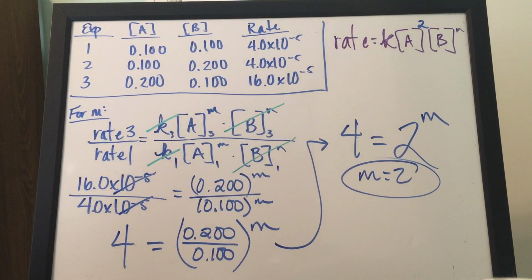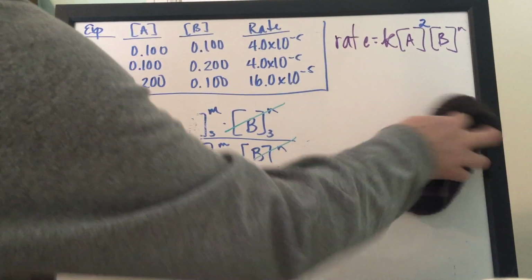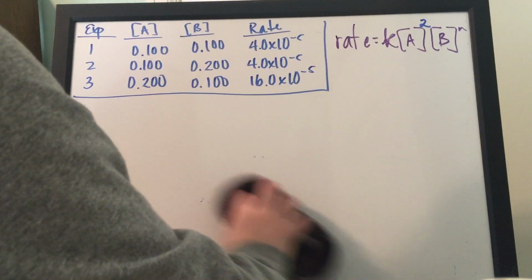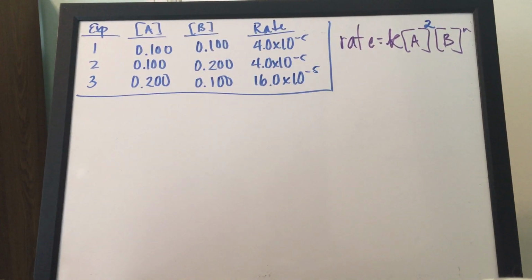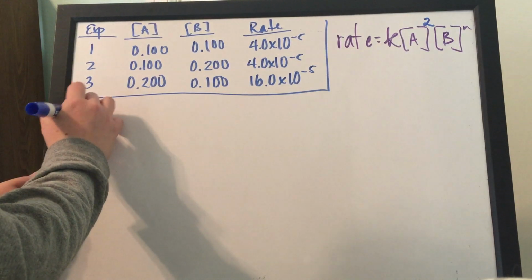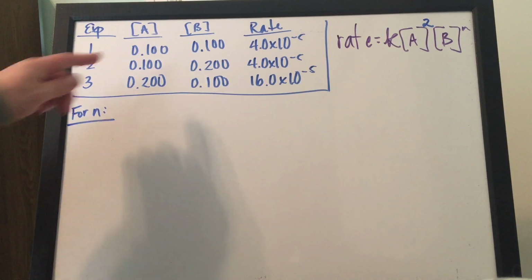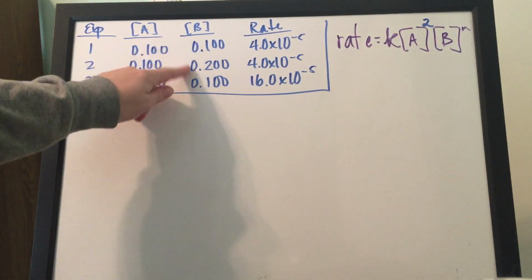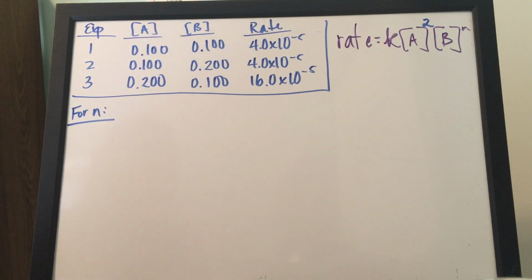But we're not done because we have to do the same thing to solve for B. The order on B. But this is good because it'll give us practice again and another explanation. All right, so ready? So now this is for N. So N is on B, so I'm looking for how does the rate change when I change B, but I hold A steady. So best experiments would be 2 and 1, or 1 and 2, where B changes, A stays the same.